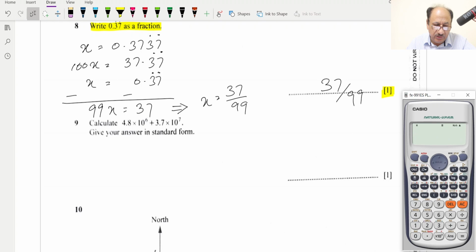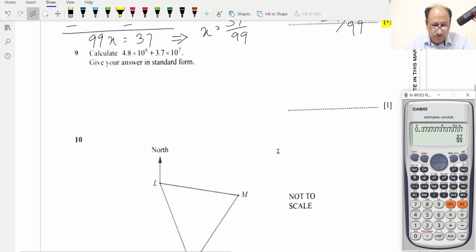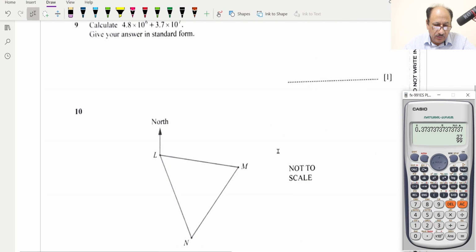So what is the easier way? The easier way is to write down on the calculator 0.373737 a lot of times, like the maximum, and press equal to, you will get 37 over 99. This is like a trick, but the proper way also I have explained, which you should follow.